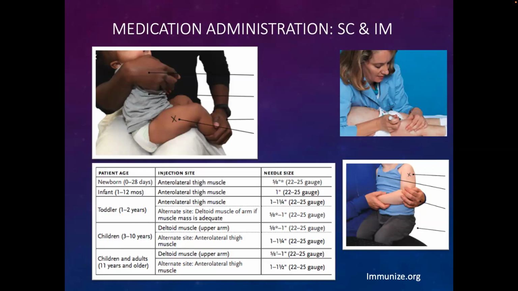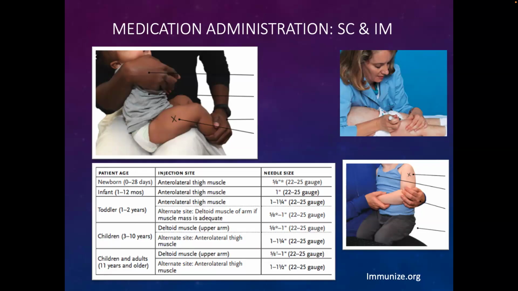The deltoid is used for our older children, as you can see here in this picture. And it's for children who have enough muscle that they can actually get an injection in the deltoid. So we have a lot of different sites depending on their age. We also have to take into consideration, we talked about the gauge, we talked about the length.